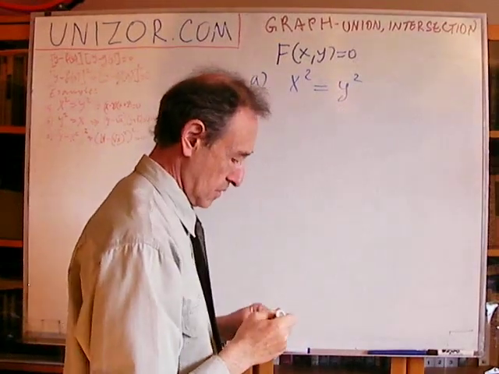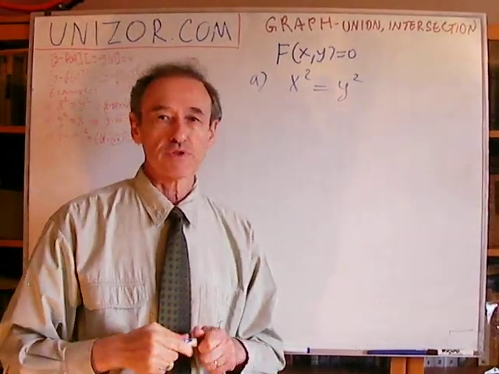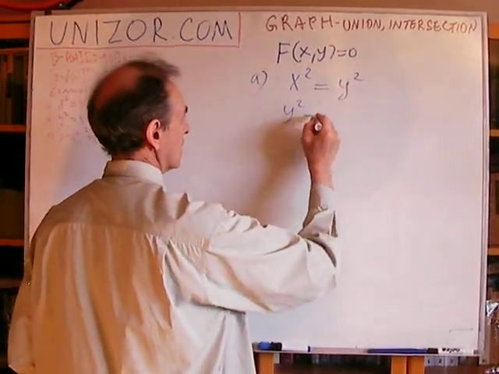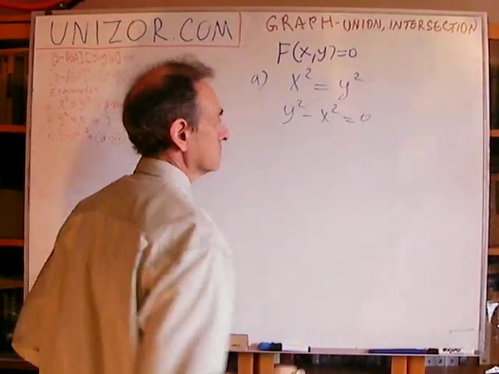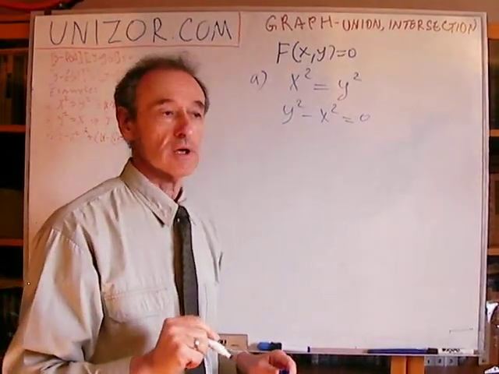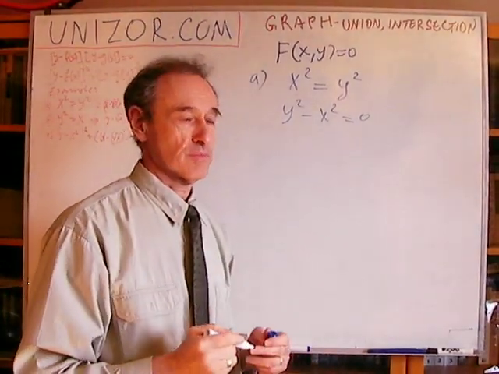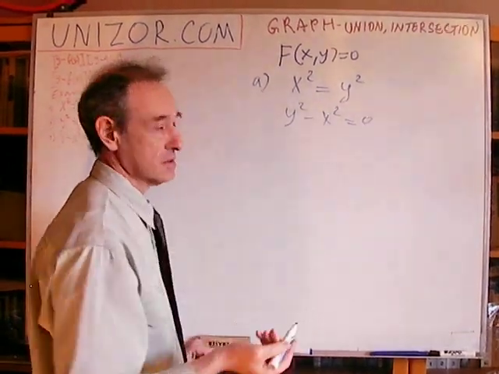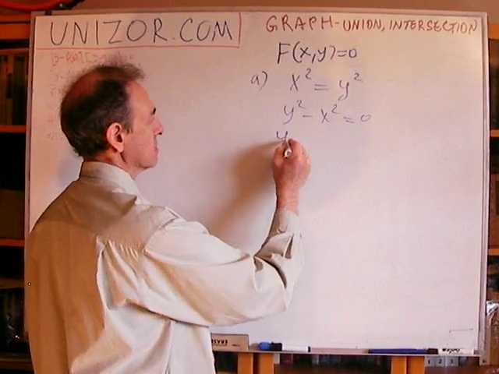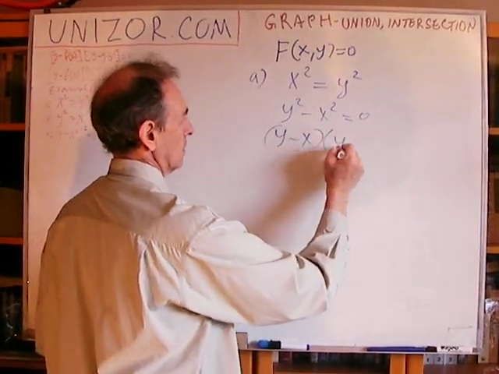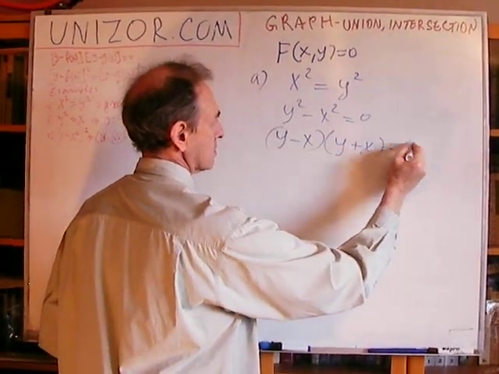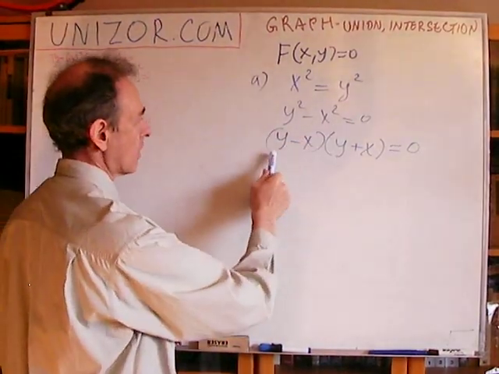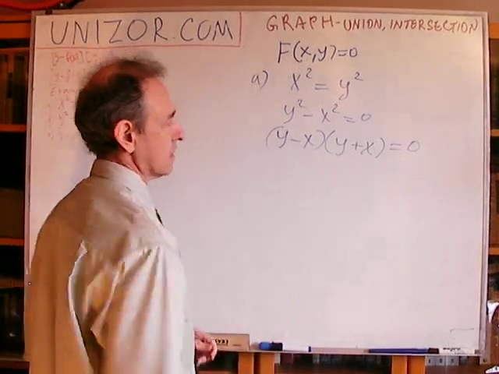All right. What is the graph of this particular equation? Well, if you wish, you can rewrite it as this. Okay, that actually kind of brings up a very interesting modification. You know that the difference between two squares is this, right? Y squared minus x squared is y minus x times y plus x.